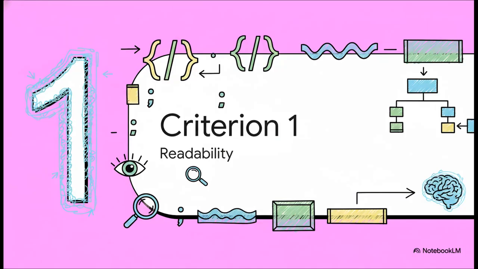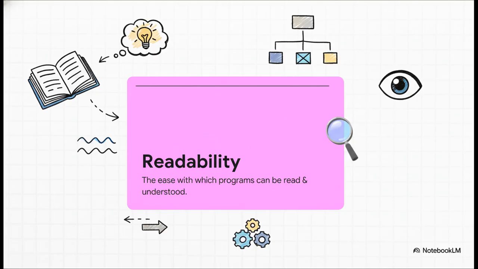First up, we have readability, and honestly, this might be the most underrated one of the bunch, but it is incredibly important. Readability is all about how simple it is for a human being, whether that's another programmer on your team or you 6 months from now, to look at the code and just get what's going on. You got to remember, code is usually written once, but it gets read many, many times.